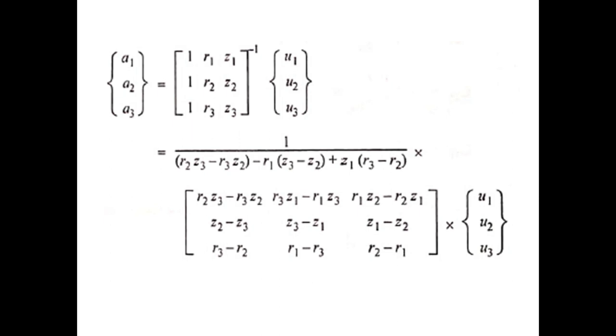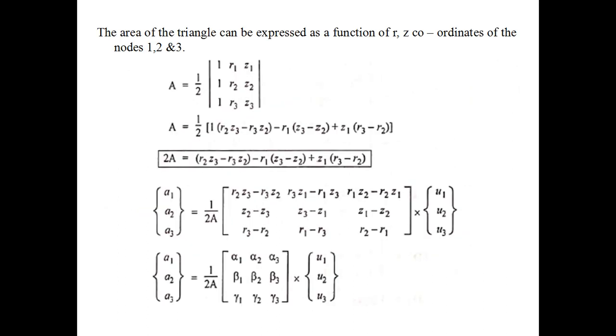Already we know the area of the triangle A. If we find the area of the triangle by using the matrix formula, we get 2A is equal to these terms. This term is similar to the previous case, so that a1, a2, a3 is equal to 1 by 2A into the remaining terms. This matrix looks very large, so these 9 elements are converted into a single representation as alpha 1, alpha 2, alpha 3, beta 1, beta 2, beta 3, gamma 1, gamma 2, gamma 3, and the remaining values are available.